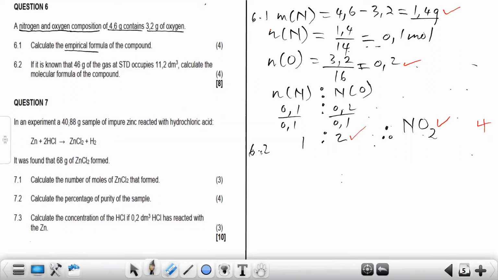So with 6.2, the catch here was, if it is known that 46 grams of a gas at STP occupies 11.2 decimeter cubed, calculate the molecular formula of the compound. So what does this say? This says I must be in a position of calculating the molar mass. After getting the molar mass, divide that molar mass so that I can get a constant between the two.